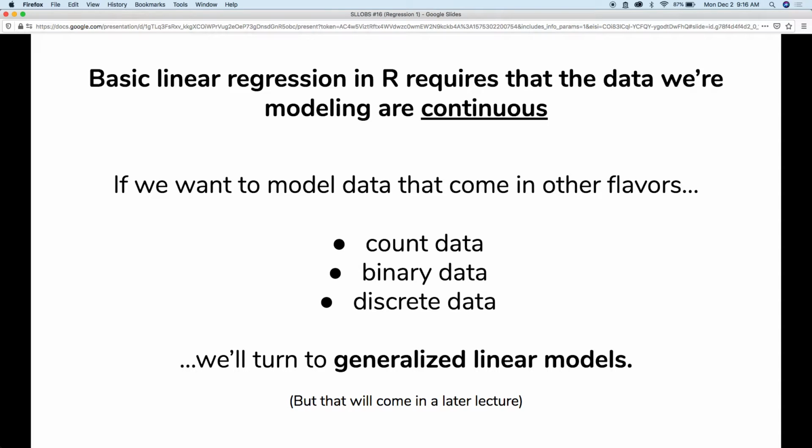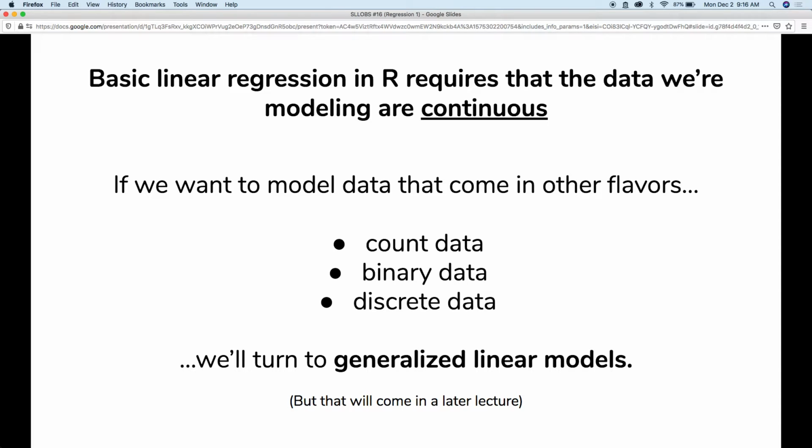Now, we definitely can, using R, model different types of data, like count data, binary data, yes or no data, and discrete data. But for those different flavors, we're going to have to turn to different forms of linear models, not just simple ordinary least squares. Those are somewhat aptly named generalized linear models. And I think in a future lecture, we'll probably get to those types of models and how you model these types of data. But for today, we're going to deal exclusively with ordinary least squares, basic linear regression. And for that, we need continuous data.